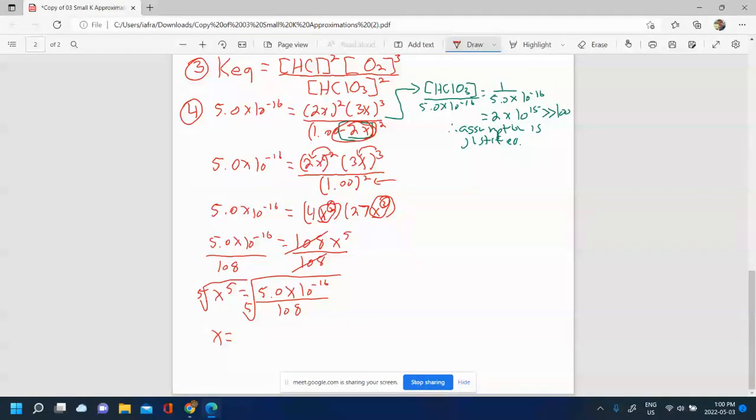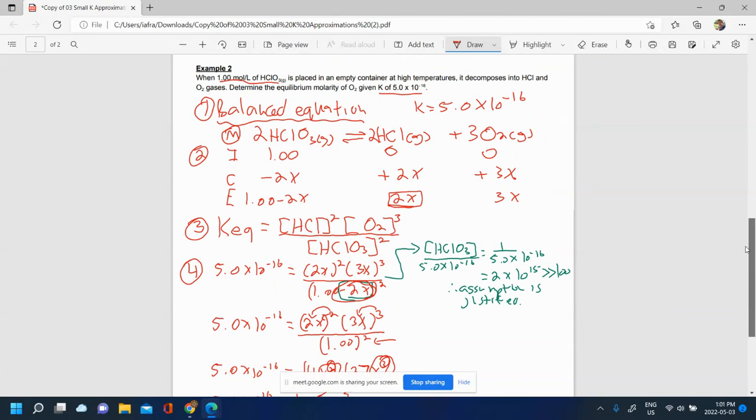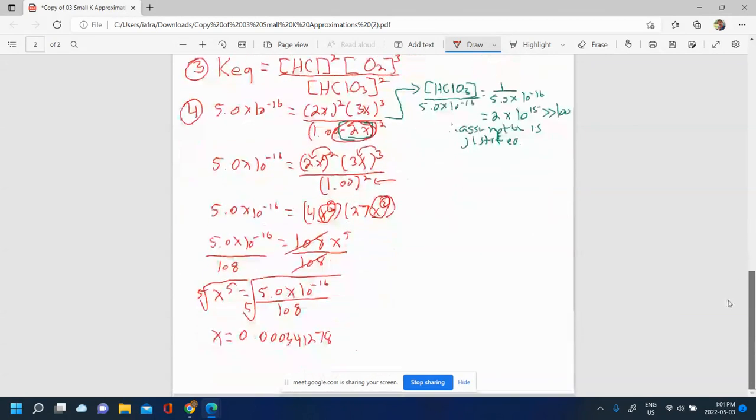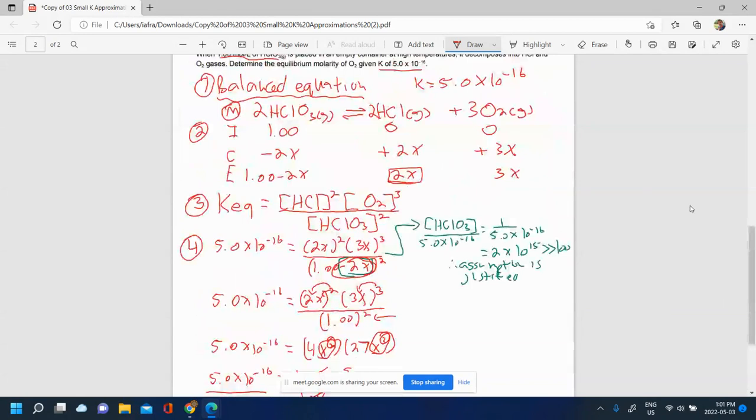So 5 times 10 to the power of negative 16 divided by 108. We'll take the 5th root of that, and we'll get about 0.00034127 molar. That's essentially our concentration. And now all we really need to do is go and plug it into our different concentrations that we have over here. And that's going to be our final concentration.